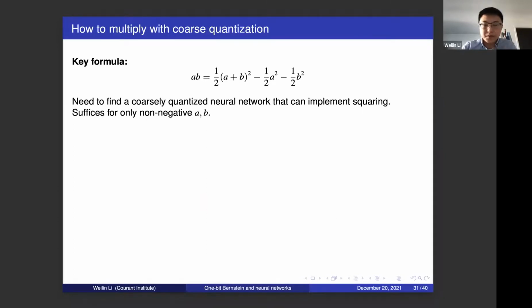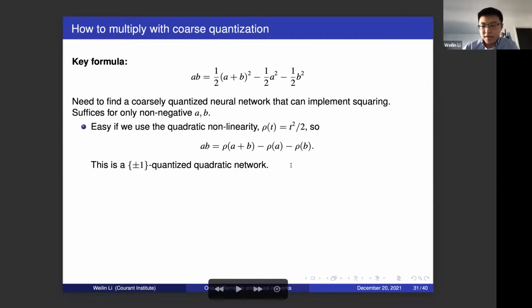This is pretty well known in the approximation by neural networks community. Essentially, if I want to multiply a times b, I can rewrite ab as this sum. And this formula is helpful because you can see that as long as I know how to square a number, I can implement multiplication through this formula. And it's even better for us because, since we're using Bernstein, A and B are between 0 and 1.